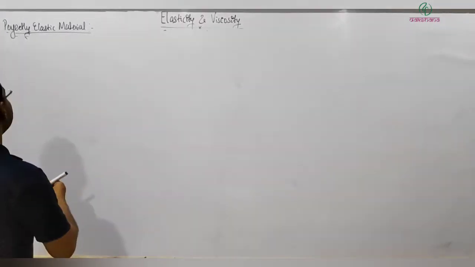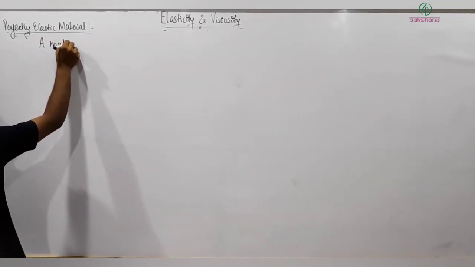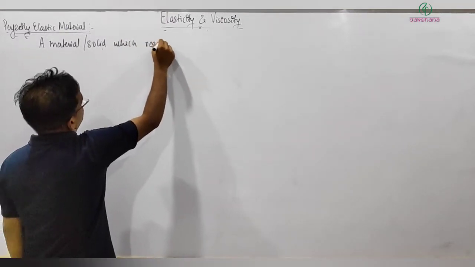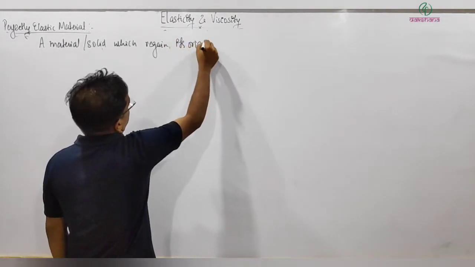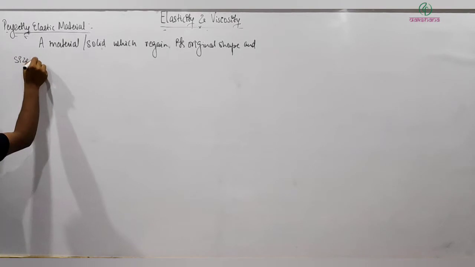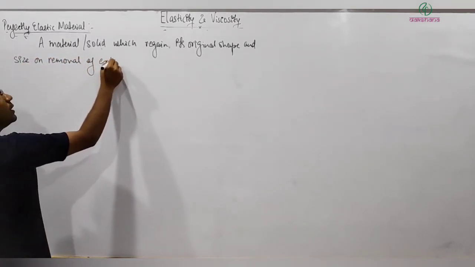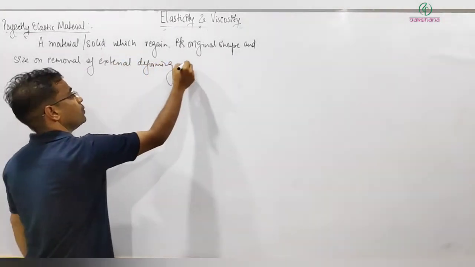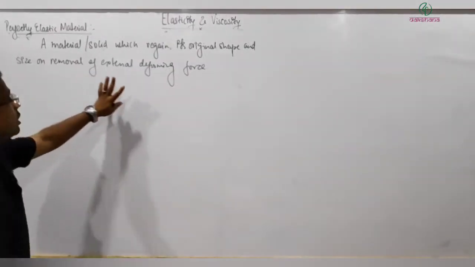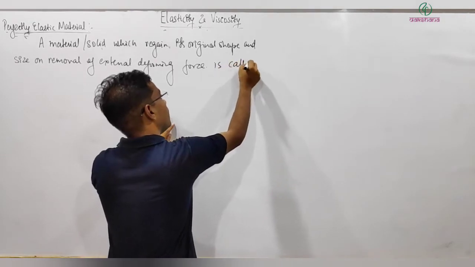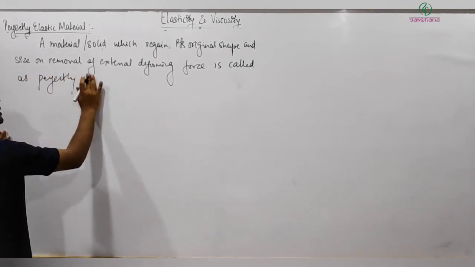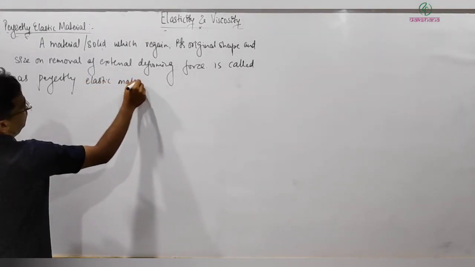So let me write both of these terms. Perfectly elastic material: a material or solid which regains its original shape and size on removal of external deforming force is called a perfectly elastic material.